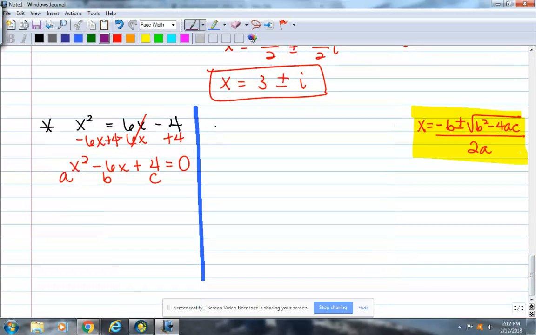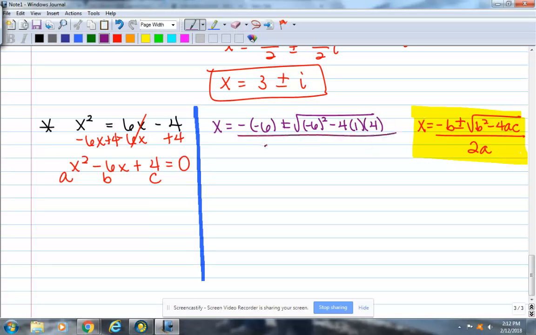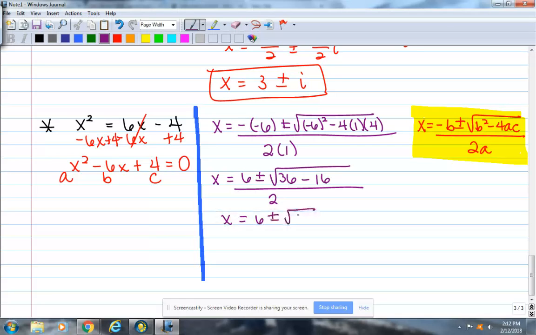All right, y'all help me plug in. X equals negative, what's B? Negative 6. Plus and minus the square root of negative 6 squared minus 4 times, what's A? What's C? 4. And all of that's divided by 2 times 1. So negative 6 squared equals 36, plus or minus 36 minus 16. What do we get here? 16. 2 times 1 is 2. What's 36 minus 16? 20.